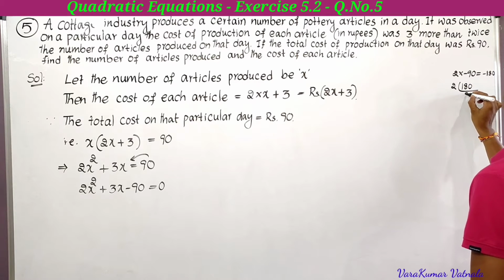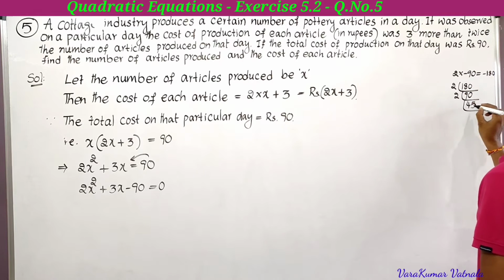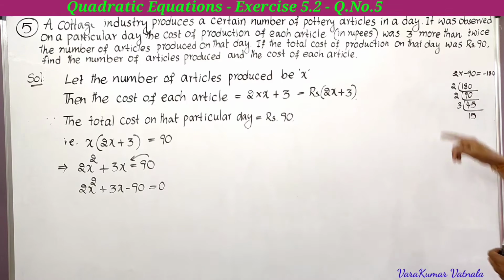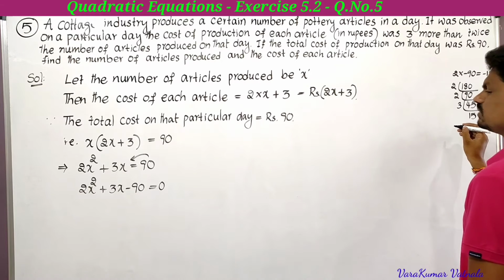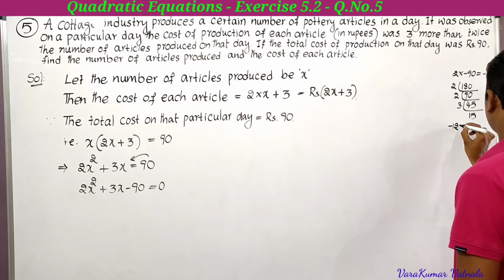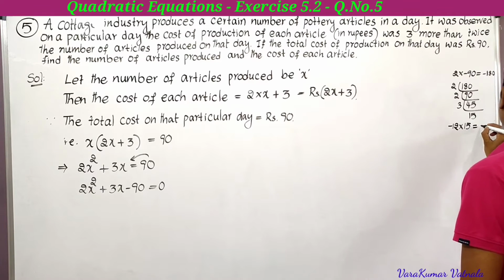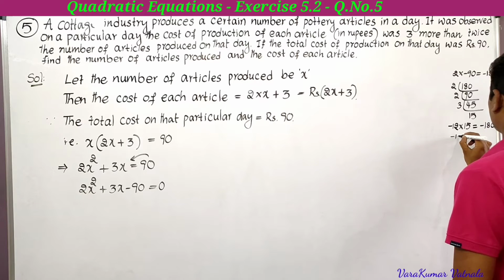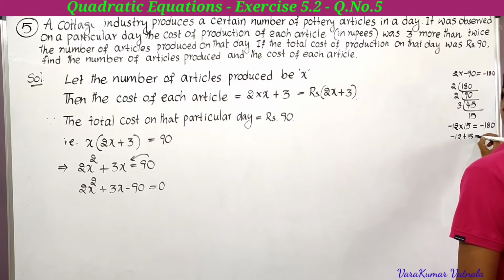So see here, 2 nines are 18, so 180 is 2 into 90, again 2 into 45. Now it is not divisible by 2, so 3 into 15. So see here, just we have to check, 2 into 2 is 4, 4 into 3 is 12, 12 into 15 is 180. So here minus 180 is there. We have to take one positive and the other negative. Since it is plus 3, we have to take 15 as positive. So here we get minus 12 into plus 15 is equal to minus 180, and minus 12 plus 15 is equal to plus 3.